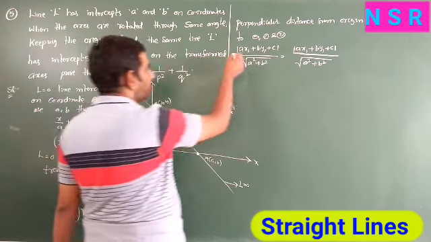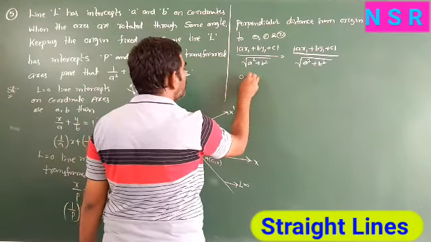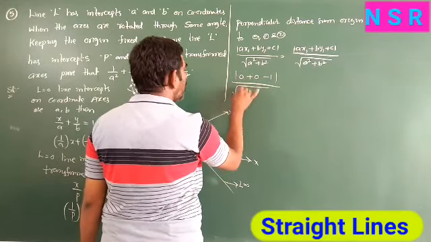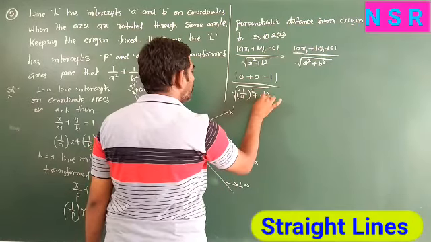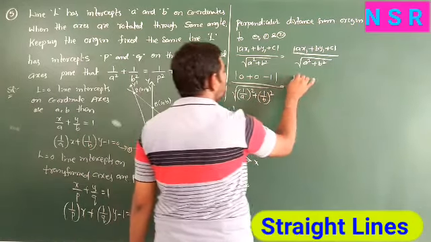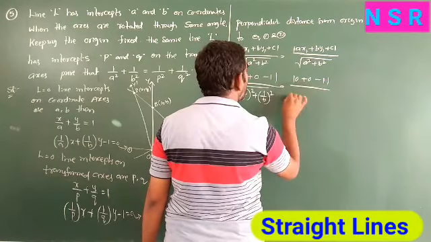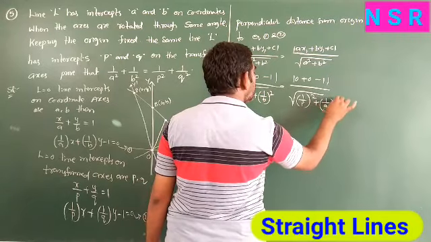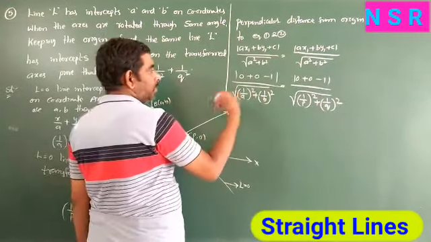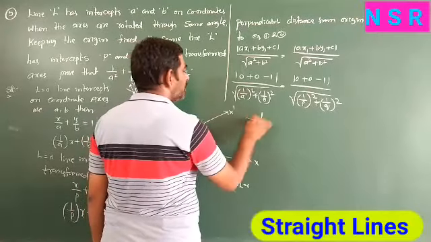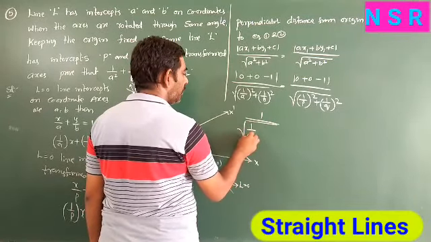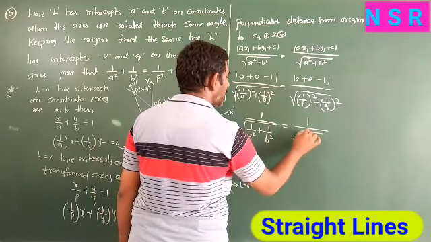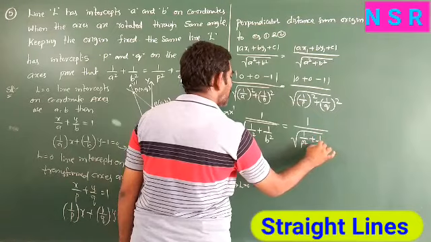Substitute here. So 1 by a into 0 plus 0, c value minus 1, by square root of 1 by a whole square plus 1 by b whole square, and here 0 plus 0 minus 1 by square root of 1 by p whole square plus 1 by q whole square. So 0 plus 0 minus 1 is minus 1, mod of minus 1 is 1, by square root of 1 by a square plus 1 by b square, and here also 1 by p square plus 1 by q square.